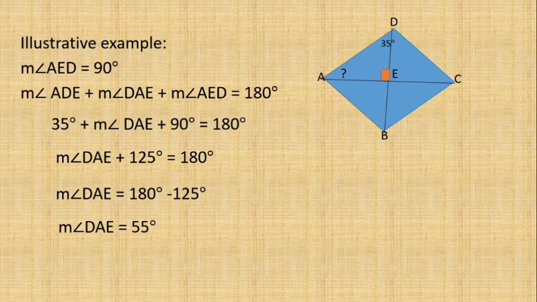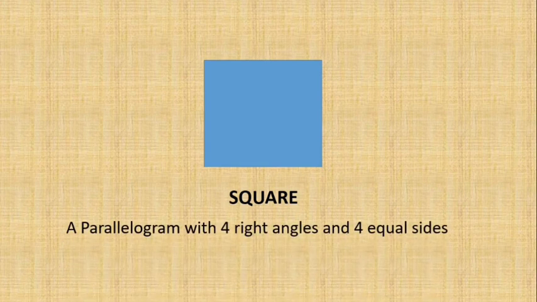Any questions about theorems on rhombus? Okay, nice. The next classification of parallelogram is, that's right, a square. And what is a square? Great! A parallelogram with four right angles such as a rectangle and four equal sides like a rhombus.